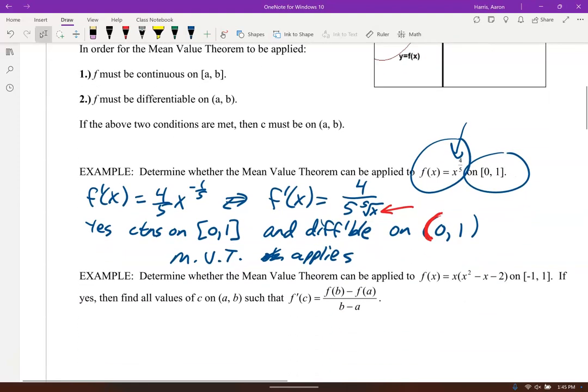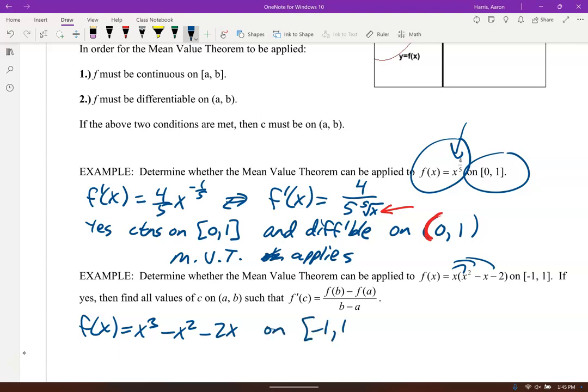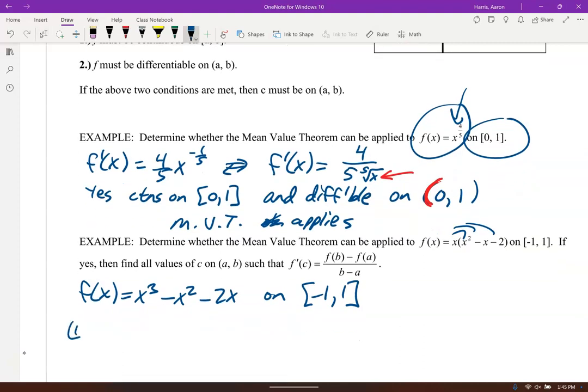Let's do another one and see if we can apply it on this one here. I'm going to distribute this first before I look at it. I got x cubed minus x squared minus 2x, and we're trying to determine if the mean value theorem applies on this interval from -1 to 1. Well, number one, is it continuous? Is f continuous on the closed interval? That's the first condition. I say, sure it is.